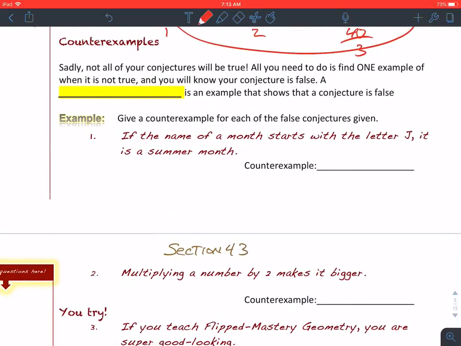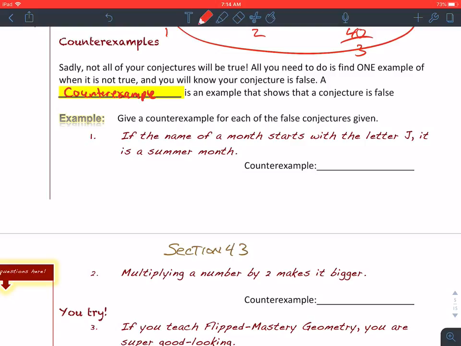Counterexample. We talked about this for a hot minute a while ago. Sadly, not all conjectures will be true. All you need to do is to find one example when it's not true. So a general thing that we do in math, to be true, it has to be true 100% of the time and twice on holidays. To be false, only has to be false one time. A counterexample is an example that shows that the conjecture is false.